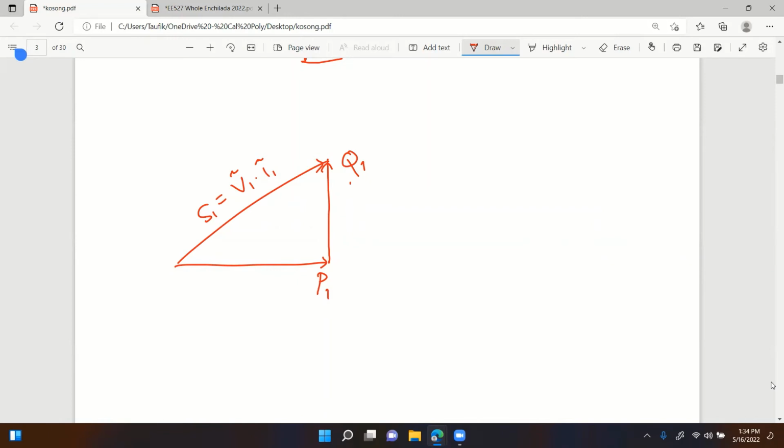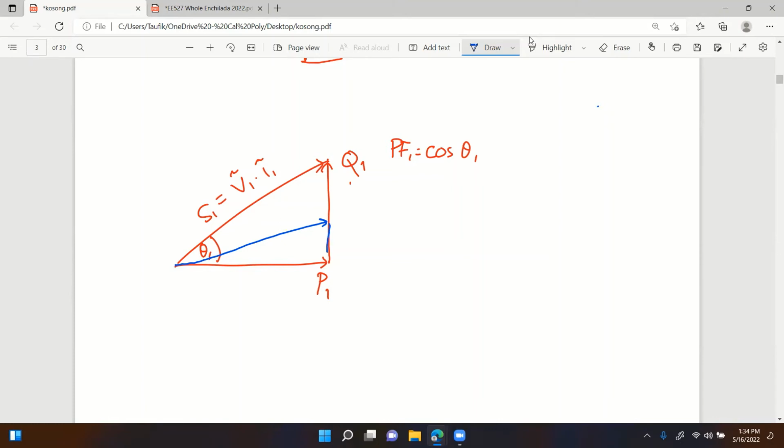So for Q1, you can see the power factor here. If it is sinusoidal, let's just stick with sinusoidal for now, you can see that power factor 1 is equal to cosine of theta 1. Now I could get the same power P1 with a smaller angle, if I do this, for example.